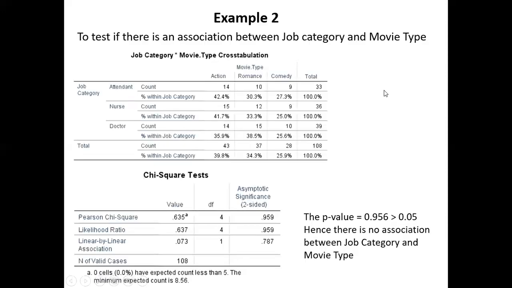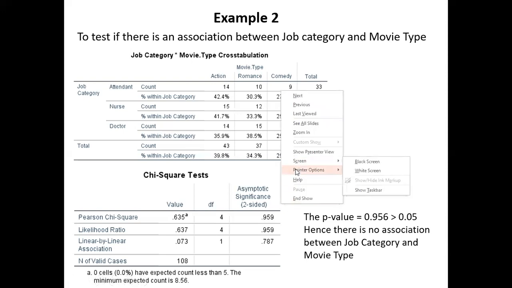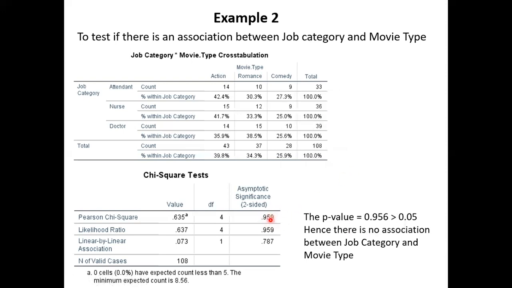All right. Second example. Between job category and movie type. Eva, what do you want to know? If they are associated between the job category and the movie type. What's the p-value? Is it more than 0.05? Yes. Therefore, there's no association. You ask me a question, is there an association? My answer, there's no association. What's the next question? No more questions.